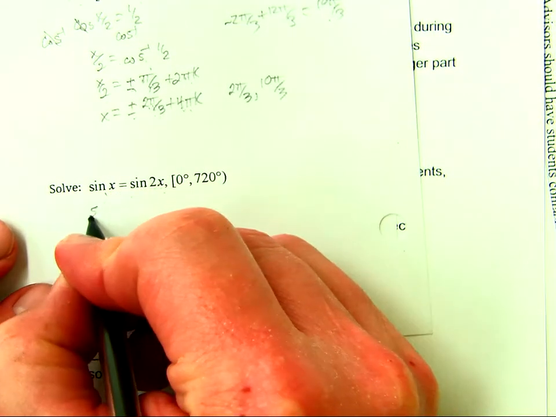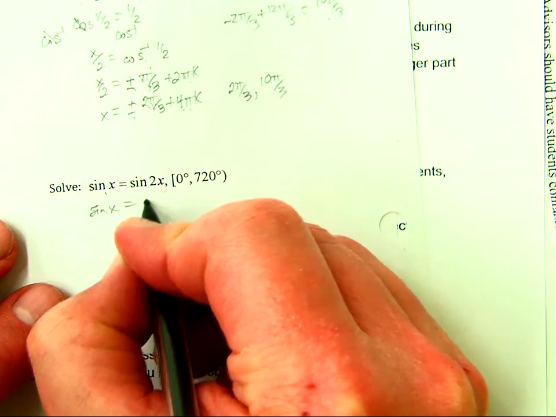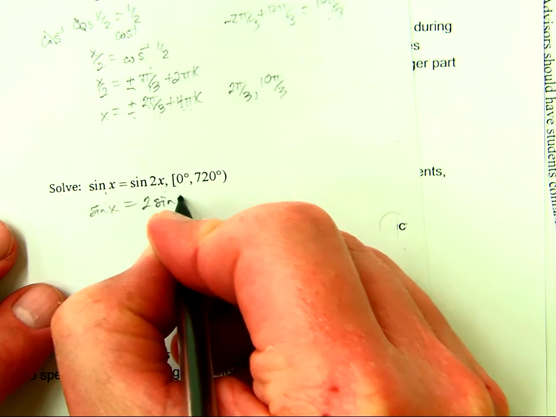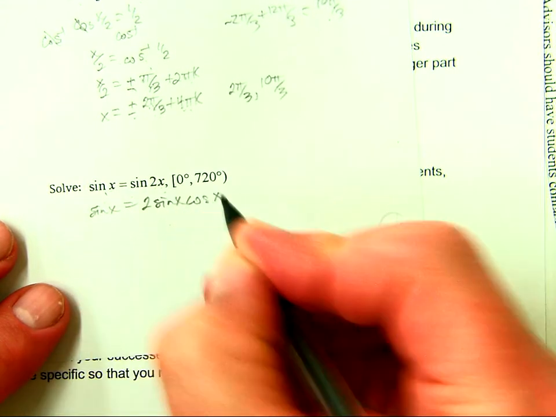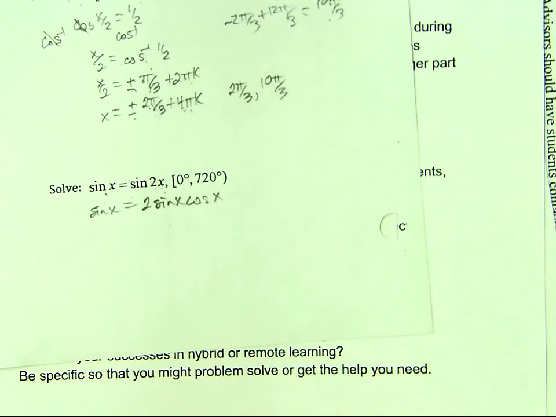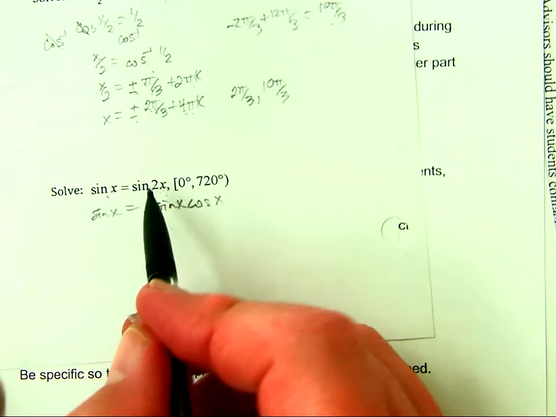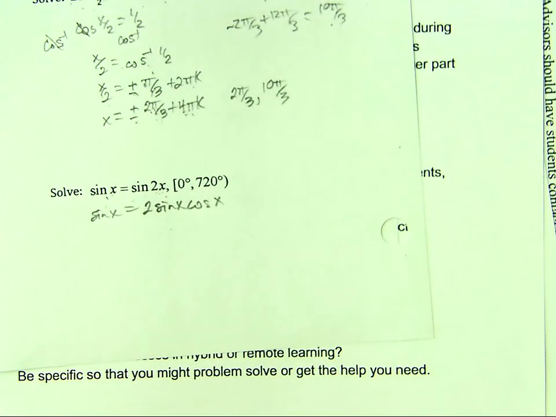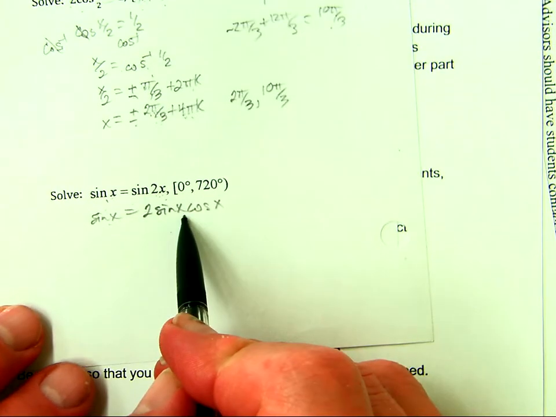Well, the sine of 2x, the identity for that is 2 sine x cosine x. So let's make that substitution, because we don't like it when the two angles are different, x and 2x. Well, now there's still more than one trig function.